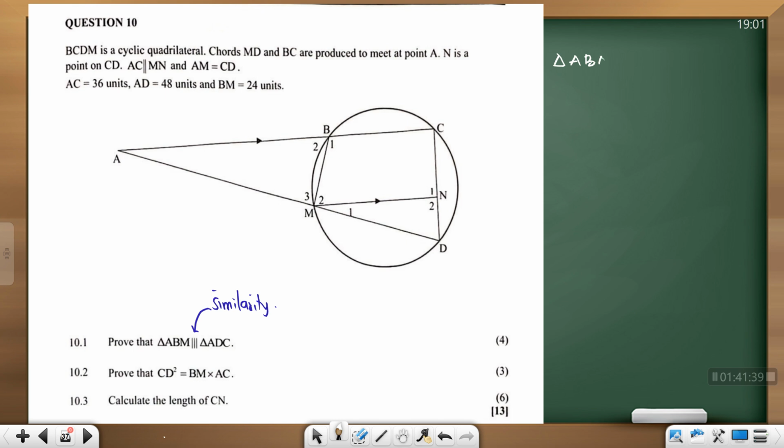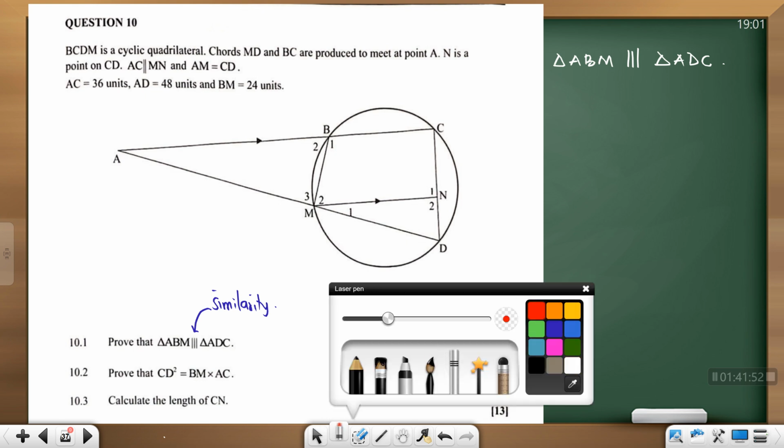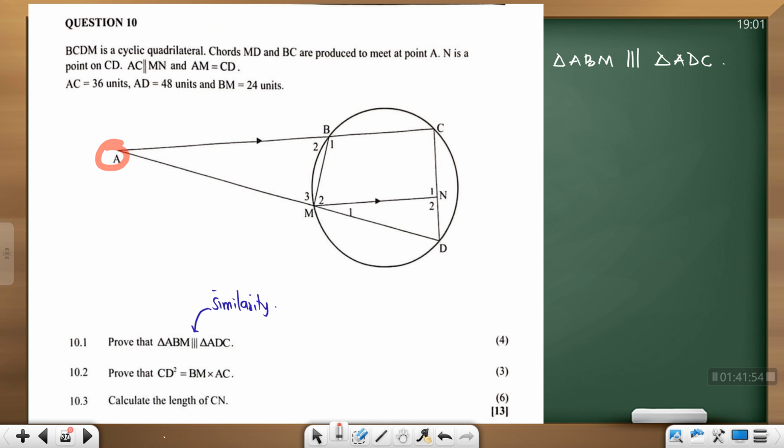Oh, this one we are going to get so many times. It's similar. I'm going to go step by step. What did I say? List the angles. Guys, let's go to triangle ABM. It's A, B, and M. What angles do I have?